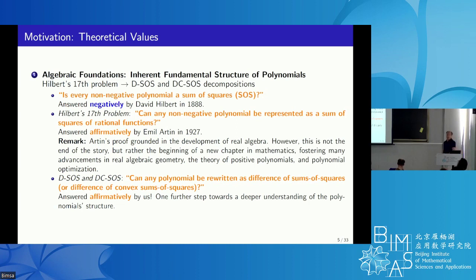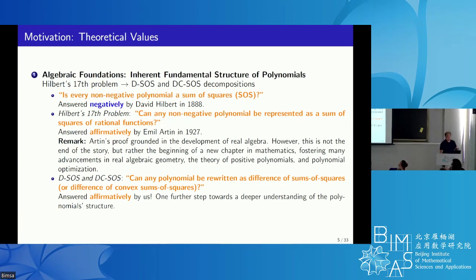Then David Hilbert extended this question to the famous Hilbert's 17th problem: can any non-negative polynomial be presented as a sum of squares of rational functions? That means a rational function where the numerator and denominator are both sums of squares. Fortunately, the answer is yes, and it was first proved by Emil Artin in 1927. But Artin's proof is not the end of the story.